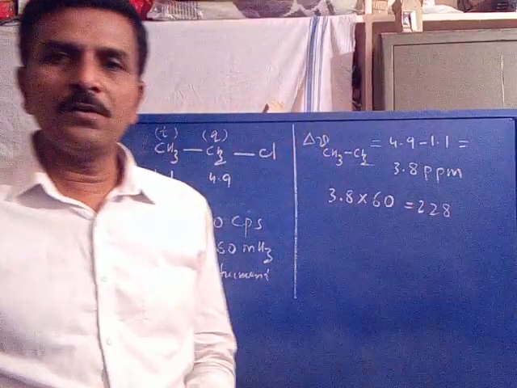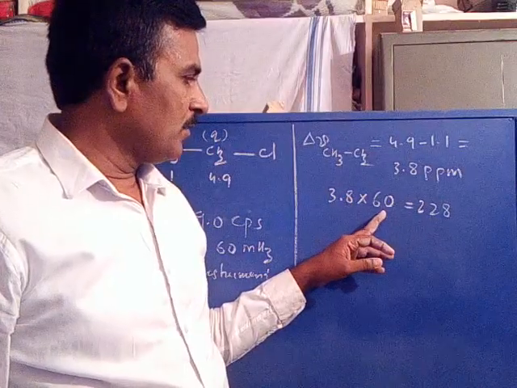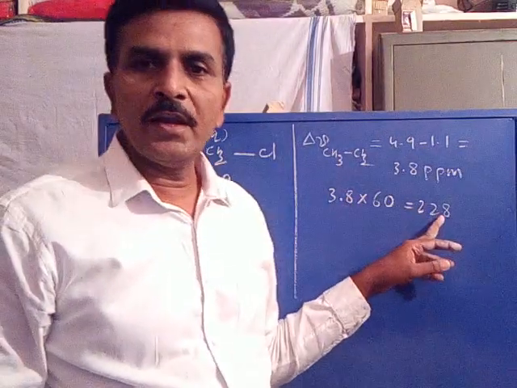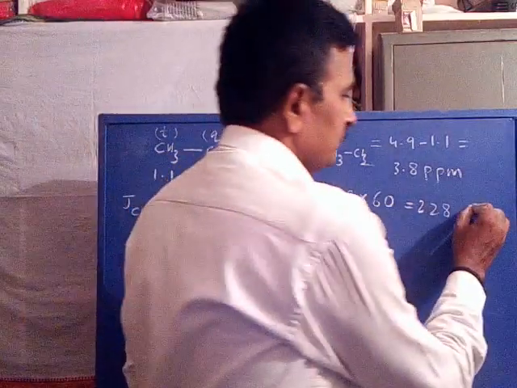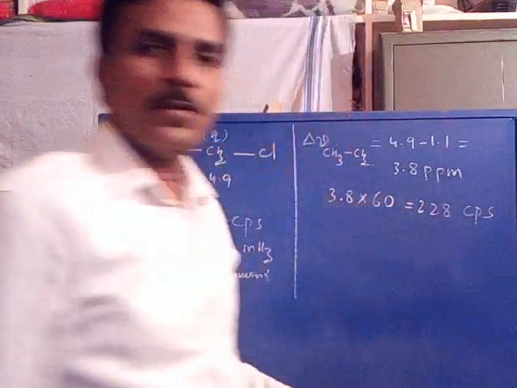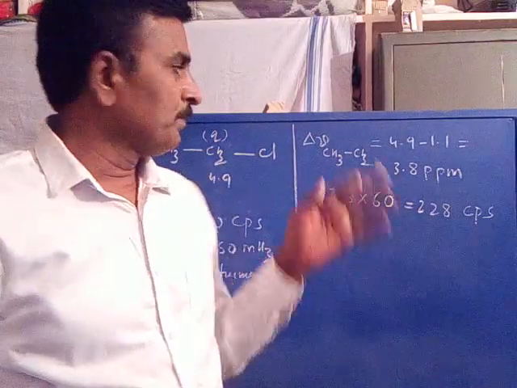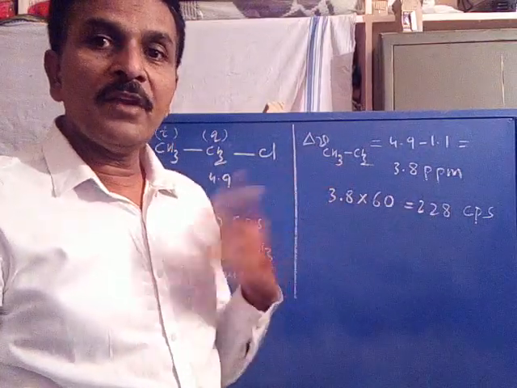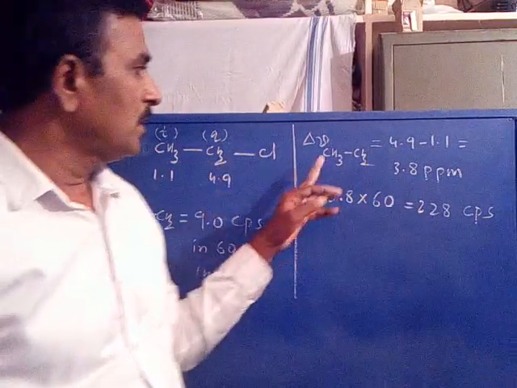It becomes equal to 228. 180 and then 180 plus 48, it becomes 228 CPS. Is it clear? Now what we are going to do? We are going to calculate the frequency difference between the CH3 and CH2 protons.